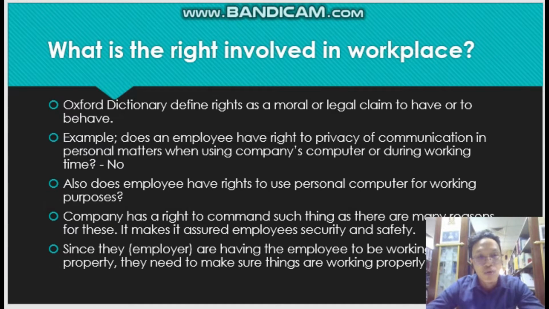Also, does an employee have the right to use a personal computer for working purposes? Or does the company have a right to command such a thing? The company has a right, because there are many reasons for this, such as to ensure the employee's security and safety. Since the employers are having the employees working with them, they need to make sure things are working properly.